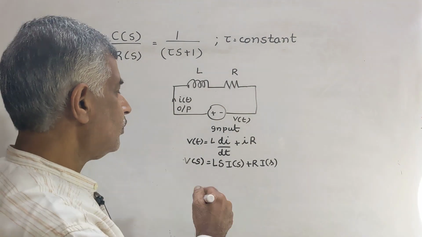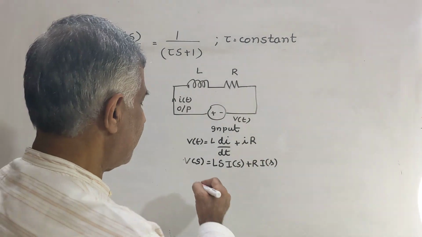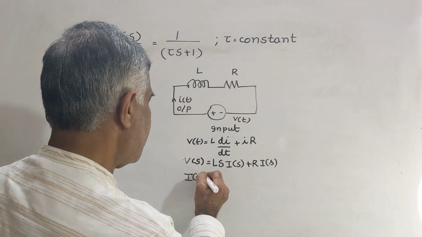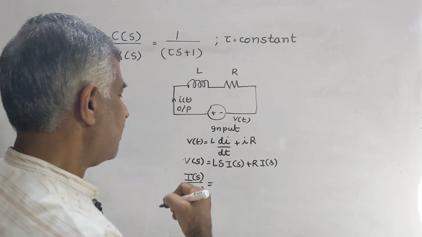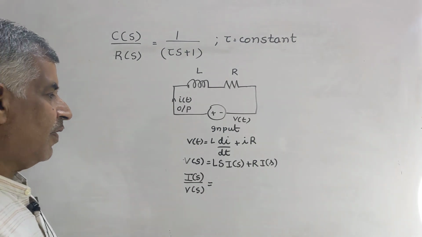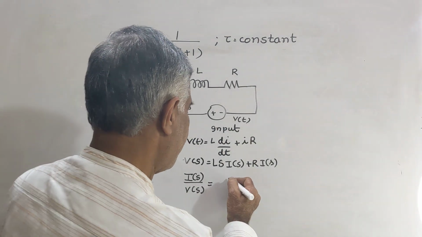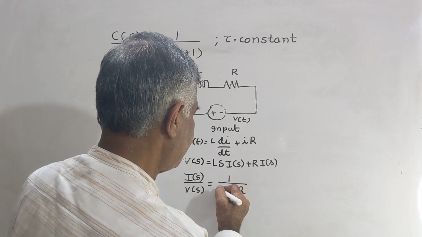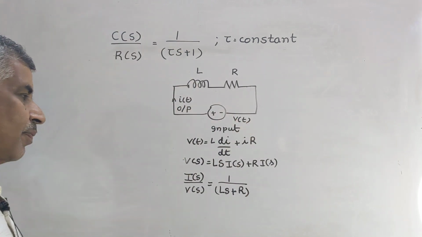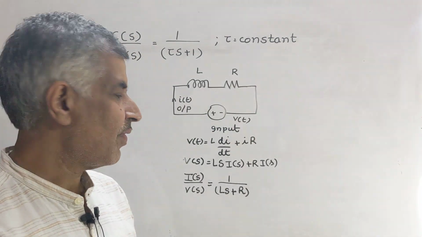If you take the Laplace transform of this, neglecting initial conditions, we get V(s) equals L s I(s) plus R I(s). Then if you simplify this, we get I(s) by V(s) equals 1 over Ls plus R.